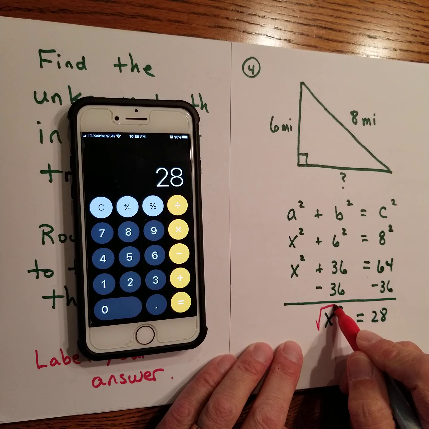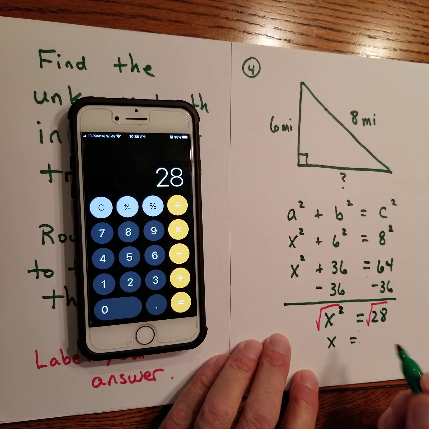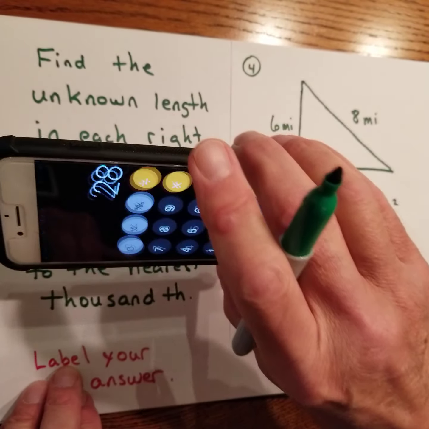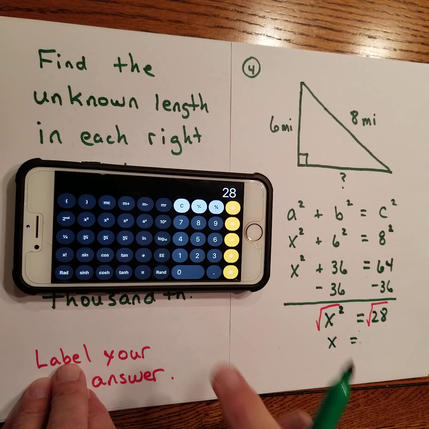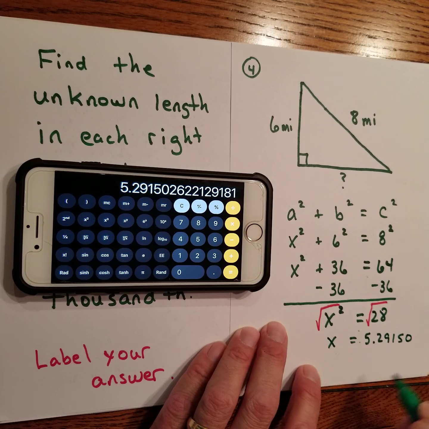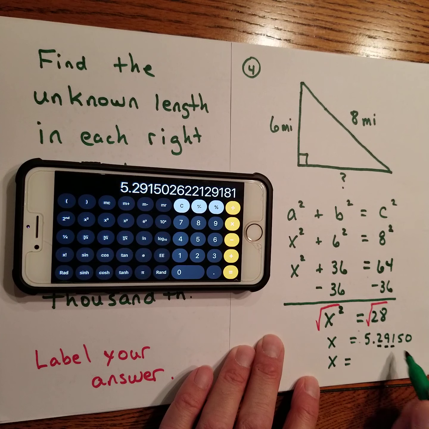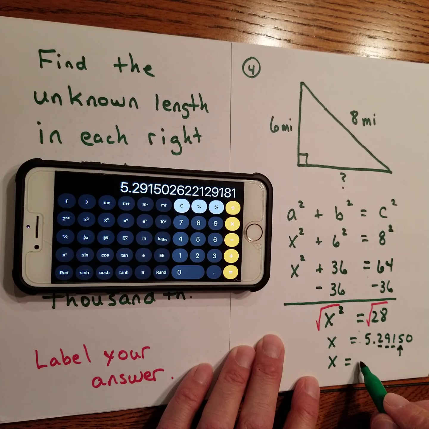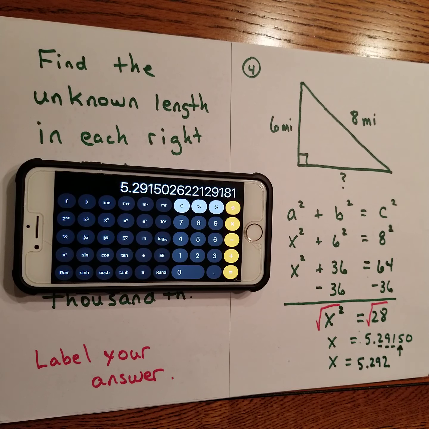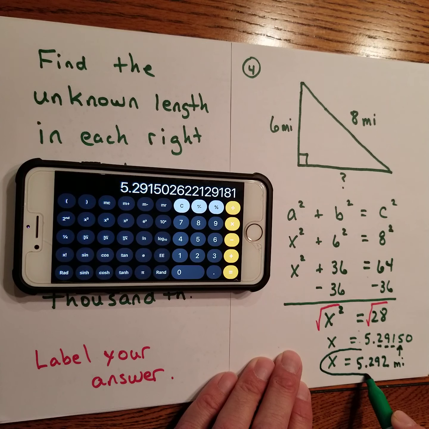Now take the square root. The square root of 28 is 5.29150. Rounded to the nearest thousandth, that's 1, 2, 3 place values. Check here. If that's 5 or above, then that rounds up to a 2. Finally, label the answer. This problem was in miles, so that answer should be in miles.